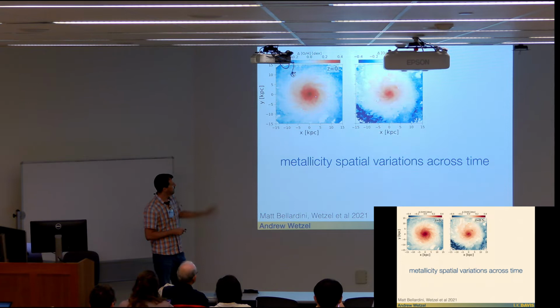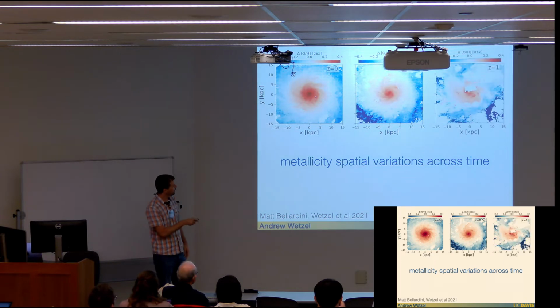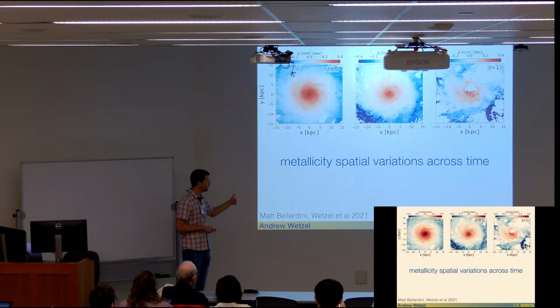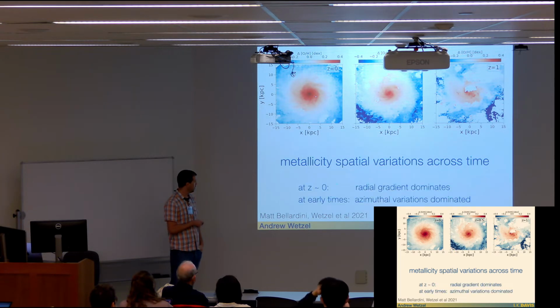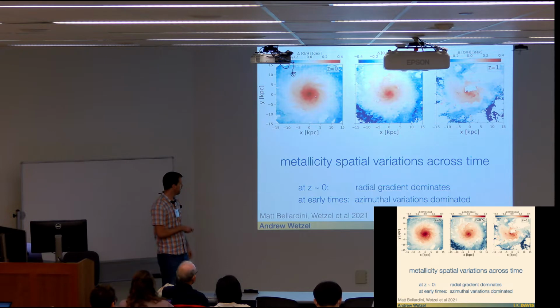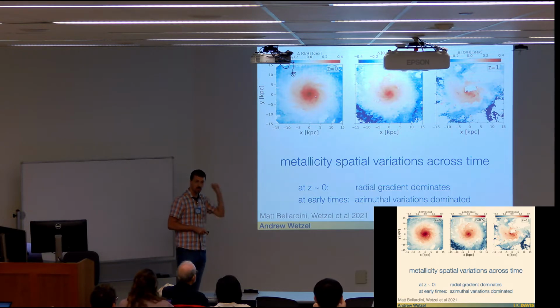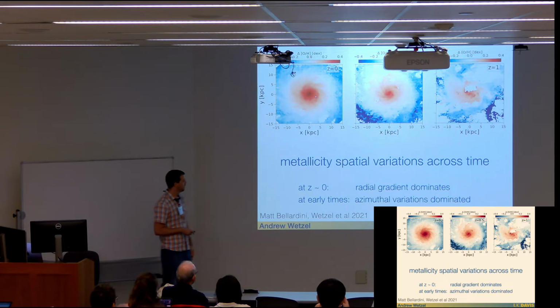But if you look back in time, especially once we get to redshift 1 or below, you can see a less clearly evident radial gradient, although it's still there to some degree, but what we start to see is the onset of increased importance of azimuthal variations. So at redshift 0, radial gradients dominate in these Milky Way mass galaxies, but at earlier times, if we go sufficiently early, it's actually the azimuthal variations that are the dominant metallicity variations in these galaxies.